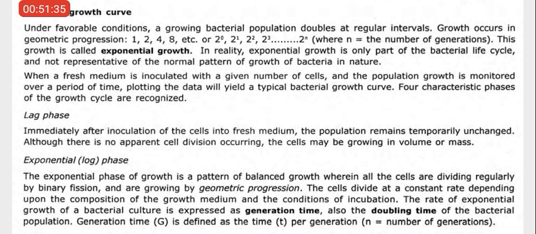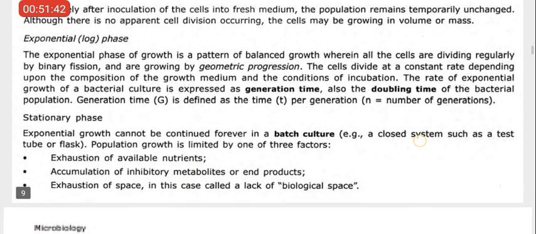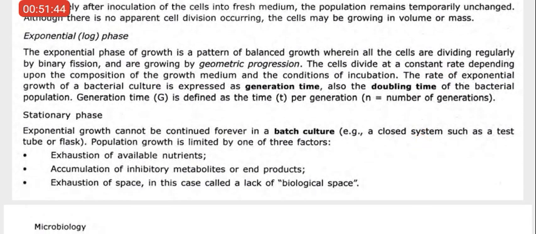Then the exponential or log phase. The exponential phase of growth is a pattern of balanced growth wherein all the cells are dividing regularly by binary fission and are growing by geometric progression. The cells divide at a constant rate depending upon the composition of the growth medium and the conditions of incubation. The rate of exponential growth of a bacterial culture is expressed as generation time, also the doubling time of the bacterial population. Generation time is defined as the time t per generation and number of generations.